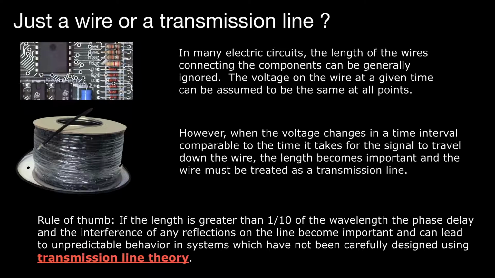So there's a rule of thumb, and it's a very approximate rule of thumb, that if the length is greater than a tenth of the wavelength, the phase delay and the interference of any reflections on the line become important. And this can lead to unpredictable behaviour in systems which have not been carefully designed using transmission line theory. This is not to overstate it, and this is not to say that every time we use a long line we need to delve into mathematics, but we need to be aware that the nature of the line changes from being just a wire to a transmission line.